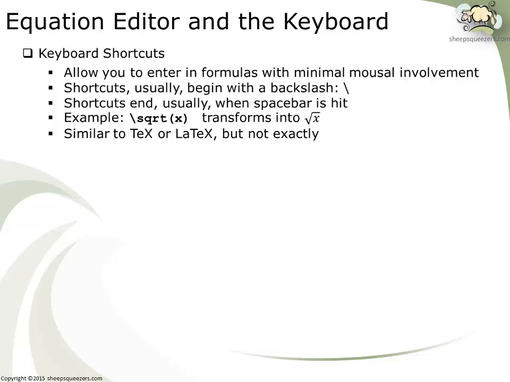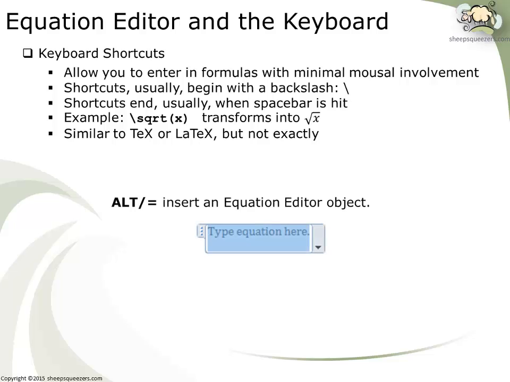Now some of you may be thinking, hang on, this looks very familiar. Well, if you've ever used TeX or LaTeX, it's similar but not exactly the same. And one nice feature of the shortcuts is if you hit Alt and the equal sign, that will insert an equation editor object into Microsoft Word or PowerPoint and so on. So, for example, you don't have to go up to the Insert tab and click on that giant pi symbol anymore, just Alt equal sign. And as usual, you would use the keyboard normally for letters, numbers, and so on.